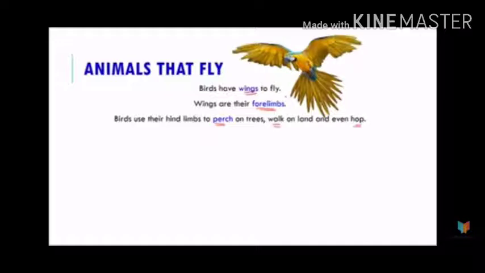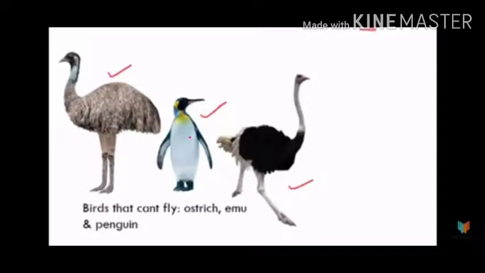Now what about their hind limbs? So children, birds use their hind limbs to perch on trees, walk on land and even hop. So these are various ways in which birds use their forelimbs as well as their hind limbs. Now children, you must know apart from flying birds, we also have a certain group of birds which cannot fly. So they are ostrich, emu and penguins.